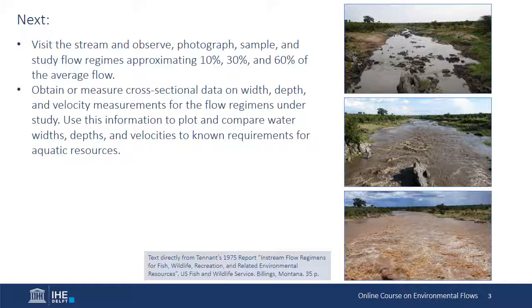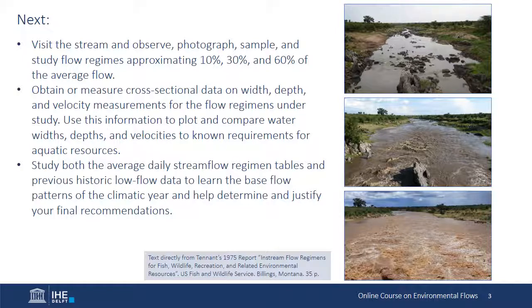Next, cross-sectional data should be obtained or directly measured to determine the average width, depth, and velocity related to the flows of 10, 30, and 60% of the average annual flow. This information is then used to check that the values meet the known requirements for aquatic resources in the river. From the available hydrological data, the patterns in average daily stream flow regime and previous historic low flow data should be analyzed to determine the base flow patterns over the course of a year. Flow recommendations should reflect these patterns.